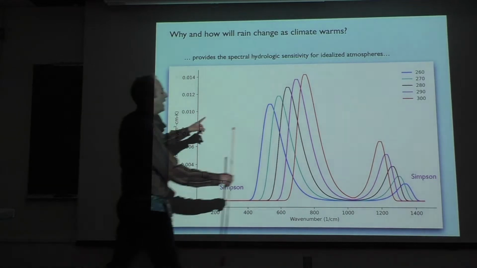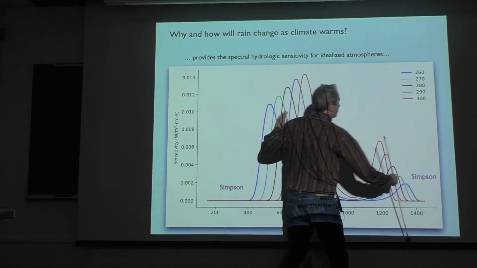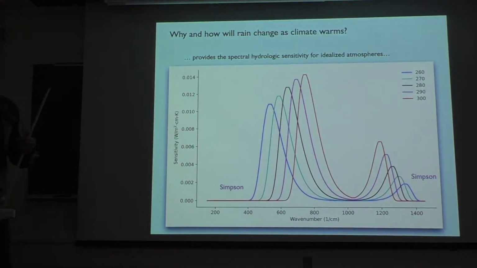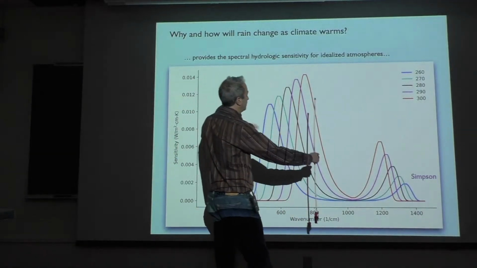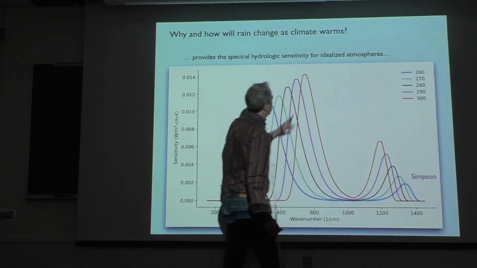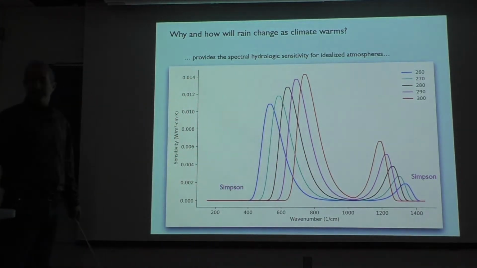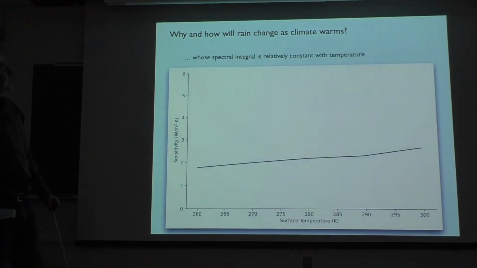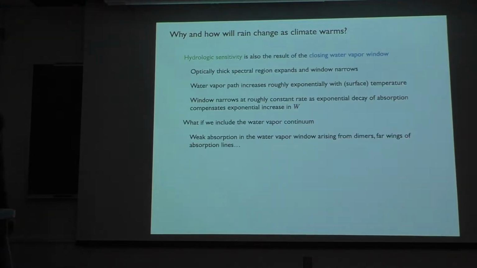And the sensitivity comes at the edge of the water vapor window, but the size of the water vapor window depends on surface temperature because it depends on the water vapor path. So as you raise the temperature and raise the water vapor path, the water vapor window narrows, and the sensitivity goes up a little tiny bit. Here's the water vapor window, and so the sensitivity goes up a little tiny bit with surface temperature. The water vapor window is not transmission. Here's the physics behind that.